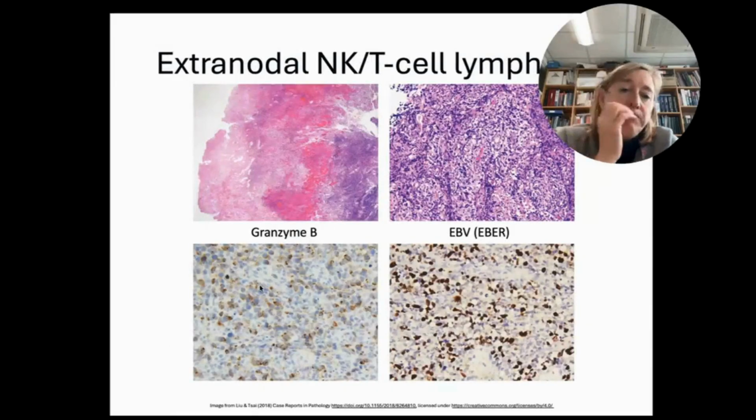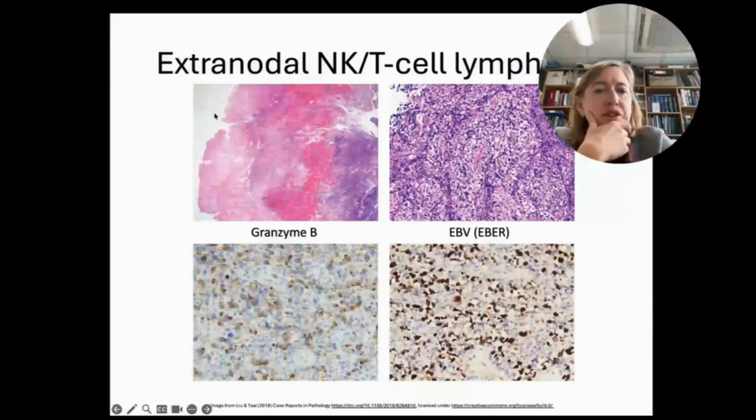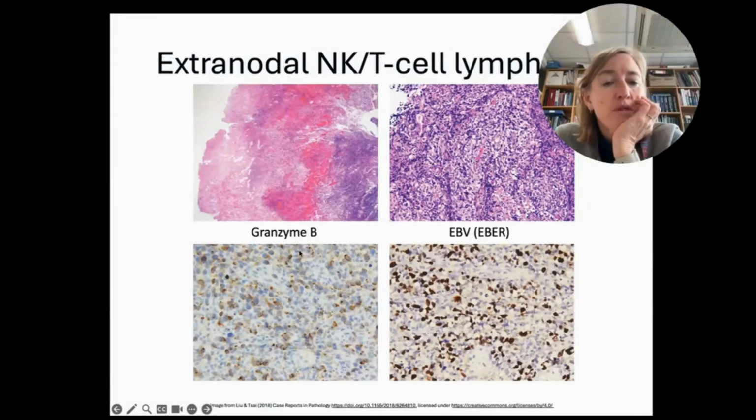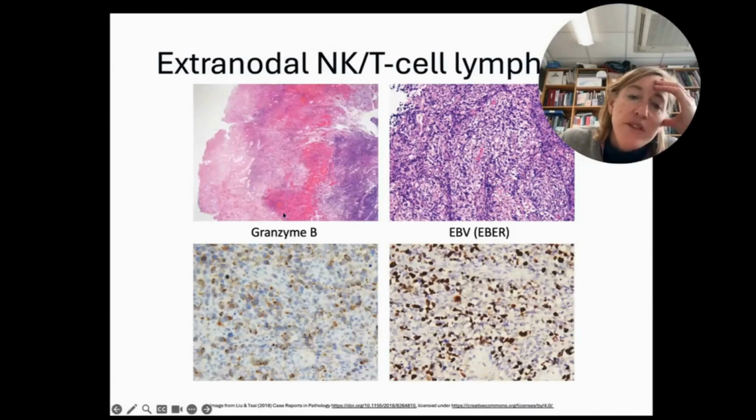And so here are some examples of the H&E appearances, and you can see there's lots of hemorrhage here and also necrotic tissue because of the angiodestructive nature. This is difficult to see much of the cell morphology on, but you can perhaps see it better here on the granzyme B when you've got really variable cell size and shape, and also on the EBV stain when again you can see the nuclei vary quite markedly.